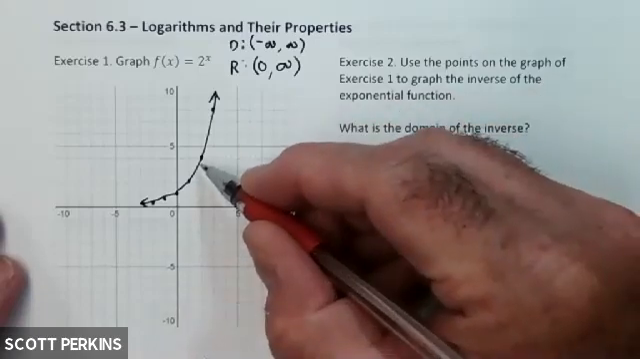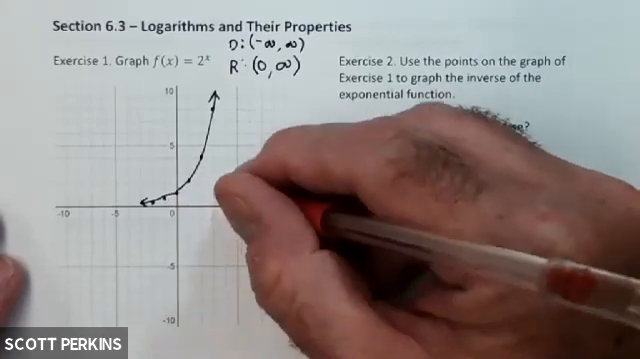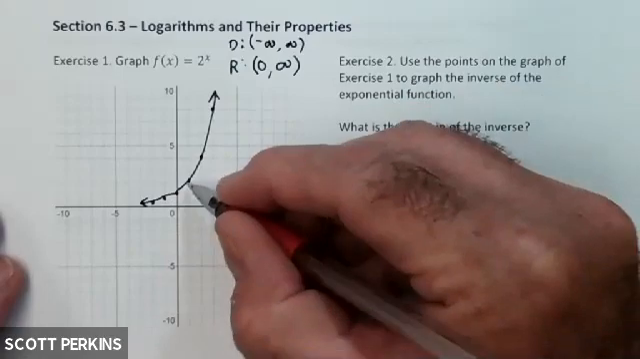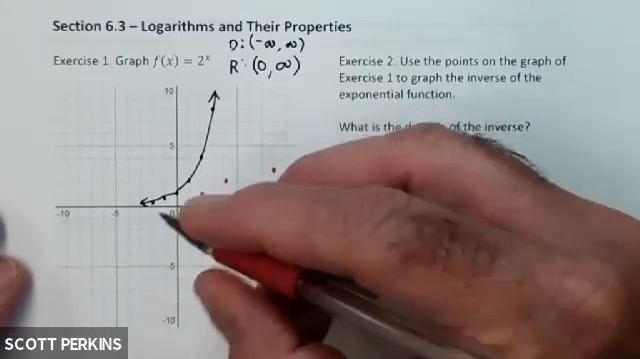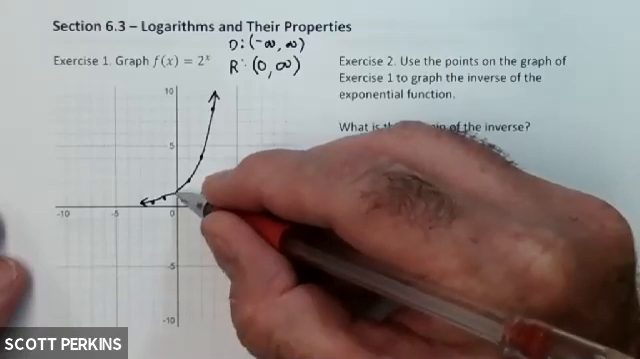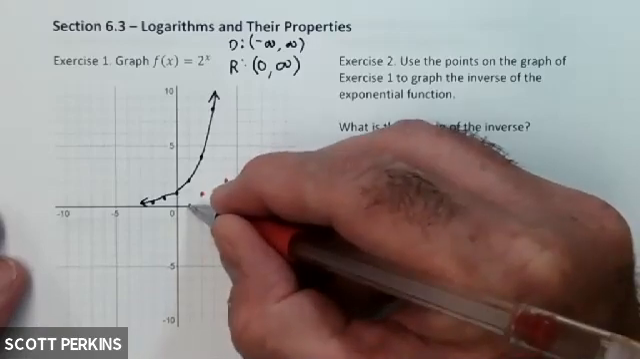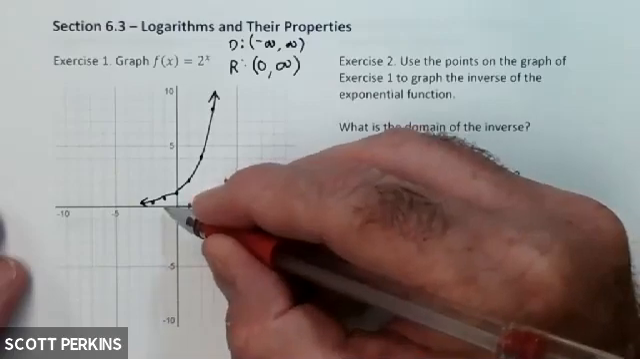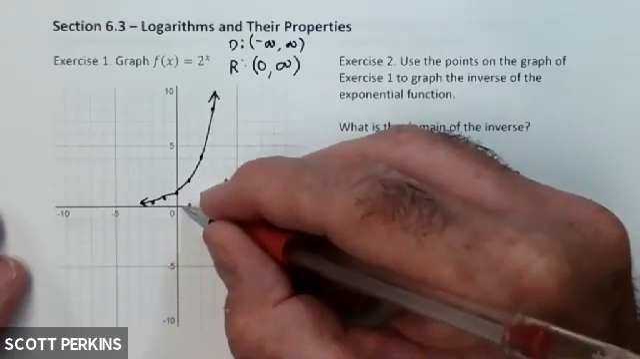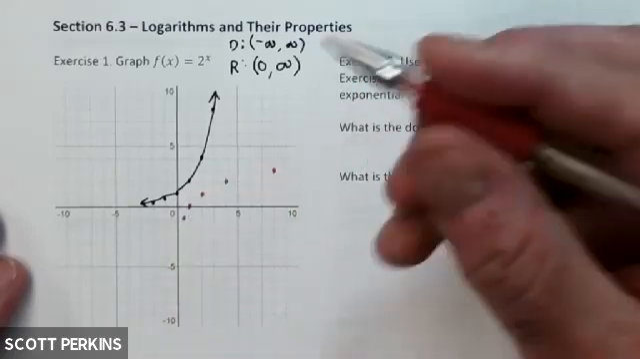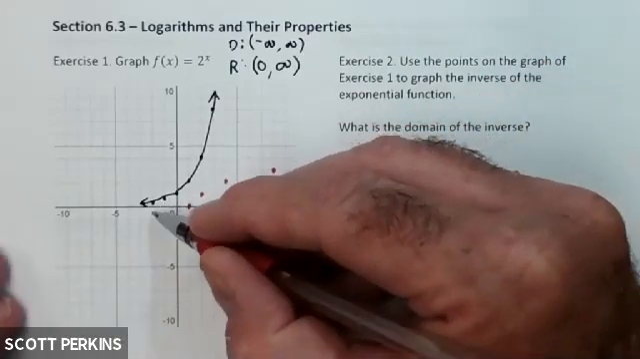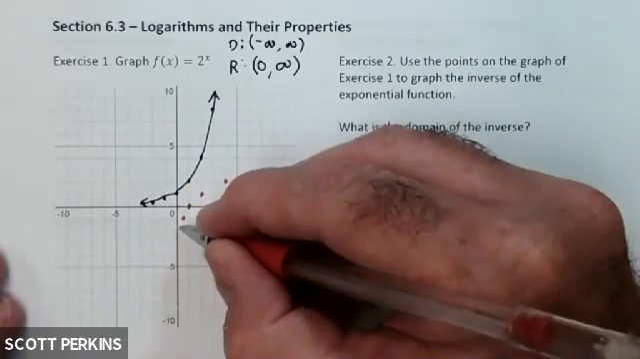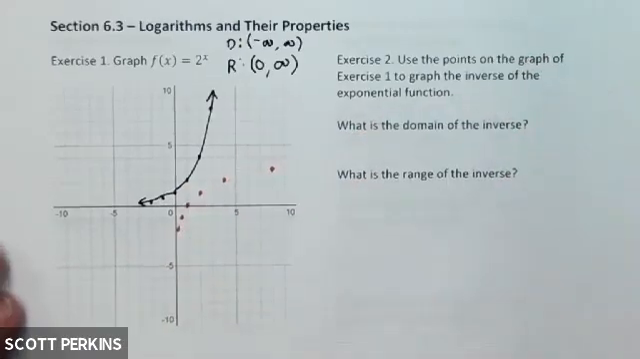This one is 2, 4. When I flip the values, it becomes 4, 2. This is 1, 2. So when I flip the values, it becomes 2, 1. This is 0, 1. So when I flip the values, 1, 0. Here we've got -1, 1/2. So it becomes a half and -1. And if you did or didn't do this one, I know it's such a small point, but -2, 1/4. So it becomes a fourth and -2. So really close right there.